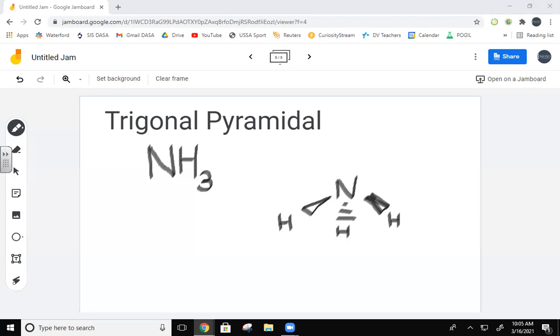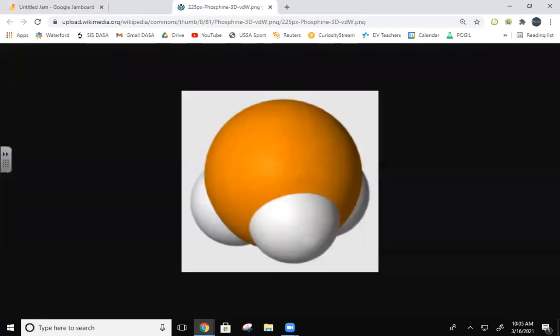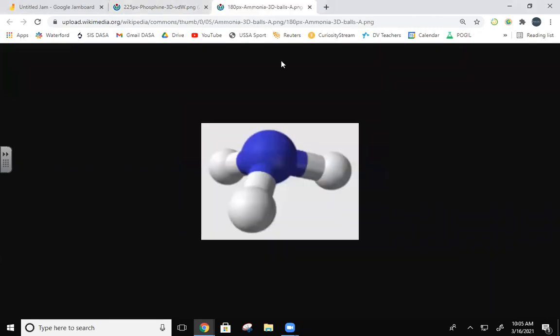Okay, look at this. This is what it looks like. So this is called a spatial or 3D rendering. This one's actually better. This is a ball and stick representation. This is ammonia. You've got the nitrogen in the middle, 3 hydrogens all around the outside.